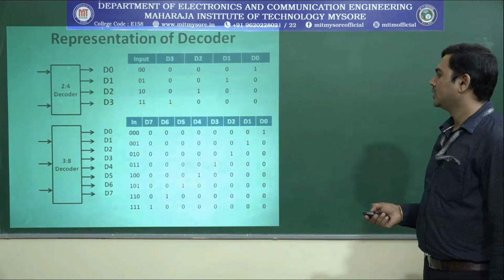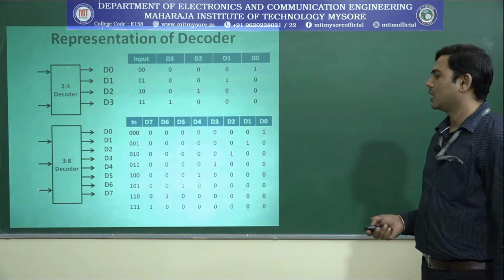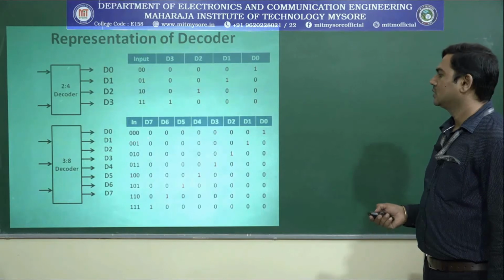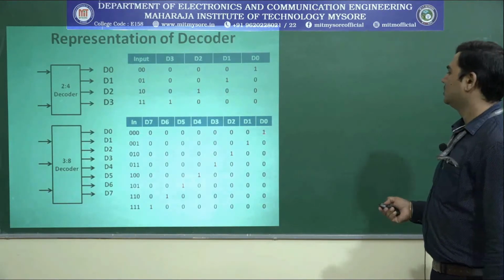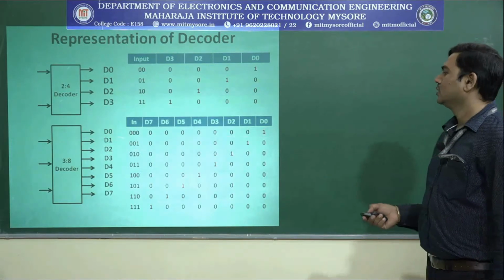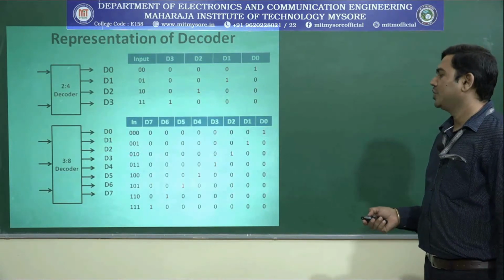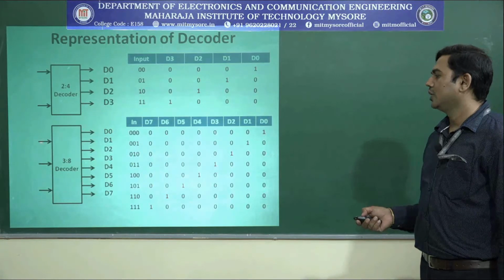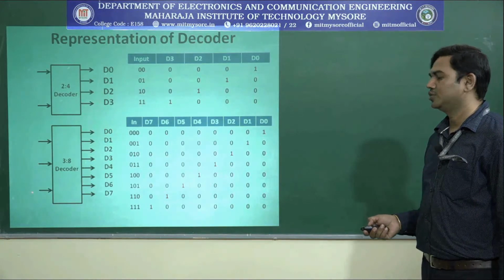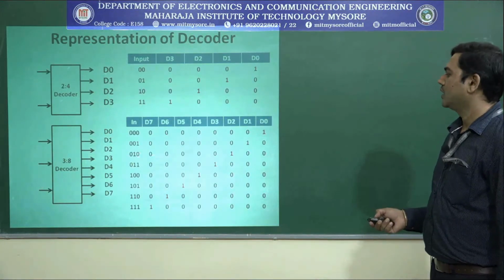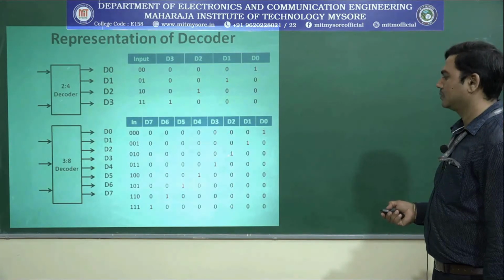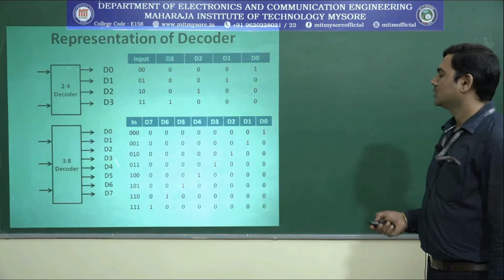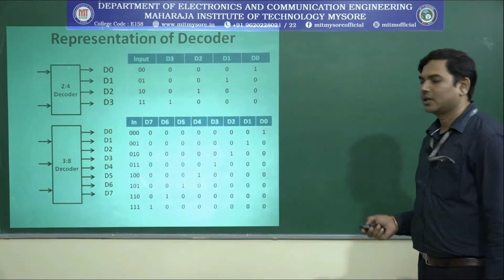So, a 0 here, a 0 on this line and a 0 on this line represents the channel D0. So, D0 will go high. If I have placed a 0, 1, 0, 0, 1, 0, then that represents the D2 channel. So, D2 will go high. Likewise, you can check for all other iterations.